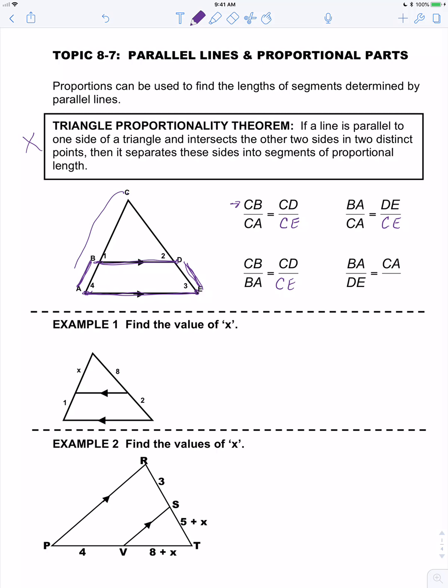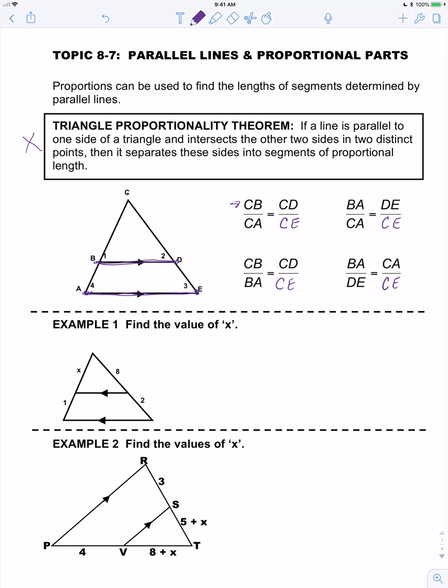So then C to A has to be proportional to C to E. And so you can use any of those. It's just given whatever information that you have. You can use any of those proportionals that you know that those two sides are going to be proportional to each other. So we can now look at some examples and find the value of x.